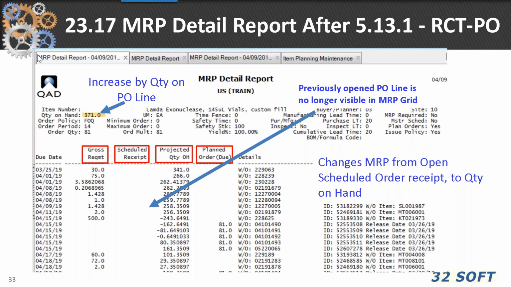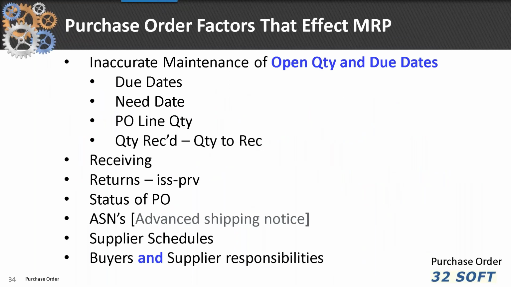There are many data elements required for MRP that are the responsibility of buyers and suppliers. Inaccurate maintenance of these elements can cause MRP to calculate incorrectly. Open quantities, due dates, promise dates, need dates, quantity to receive, receiving, returns, ASNs, supplier schedules. All procedures need update practices to be defined to ensure accuracy.